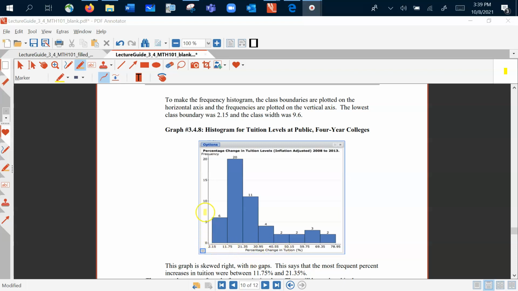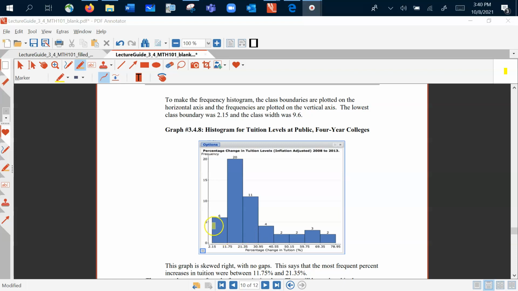The vertical axis will be in terms of frequency, and you have to make sure that it's scaled high enough so that it includes at least the largest frequency count. And then notice that each of the bars in the histogram, or rectangles, have the same class width of 9.6%.